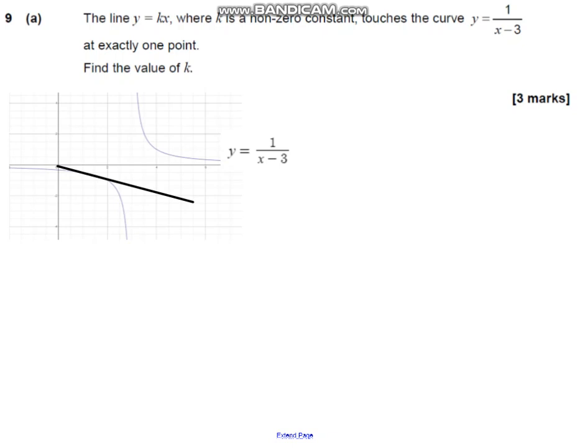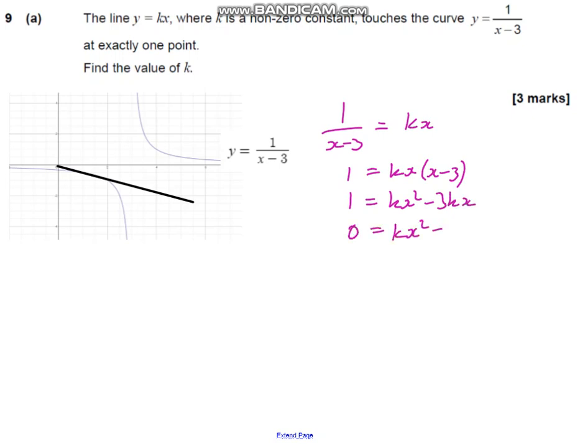So this is going to be where 1 over x minus 3 is equal to kx. Alright, so that gives us 1 is equal to, just multiplying up by the x minus 3, kx times x minus 3. Expand the bracket, 1 is equal to kx squared minus 3kx. Subtract the 1, 0 is equal to kx squared minus 3kx minus 1.